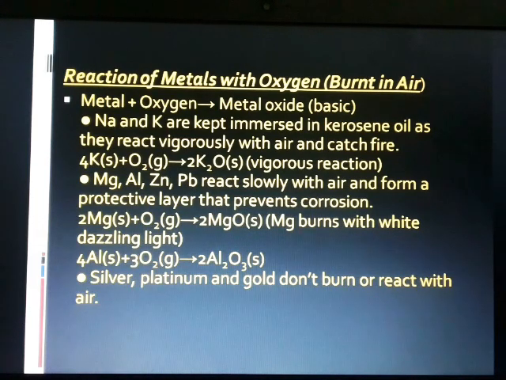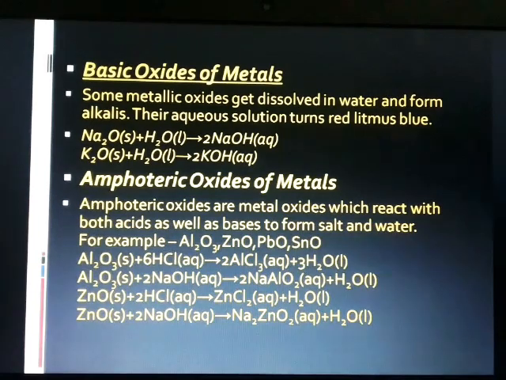These basic metal oxides have certain characteristics. So we'll see what that is. Some metallic oxides get dissolved in water and form alkalis. There we have seen potassium oxide or sodium oxide is formed when the metal is heated with air. When this potassium oxide or sodium oxide reacts with water, it gives sodium hydroxide or potassium hydroxide.